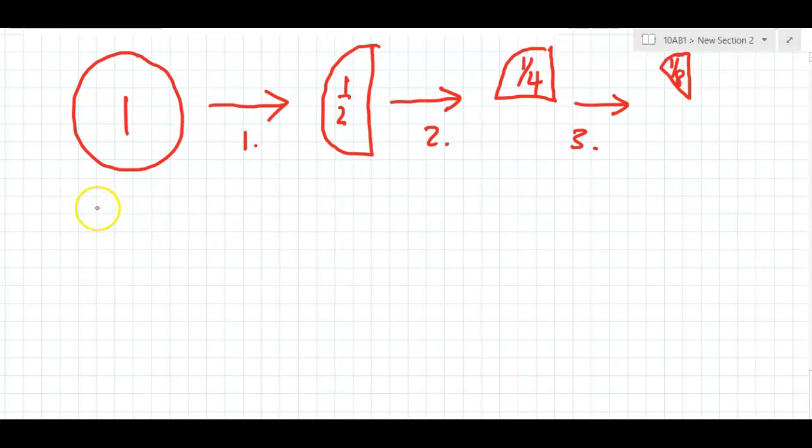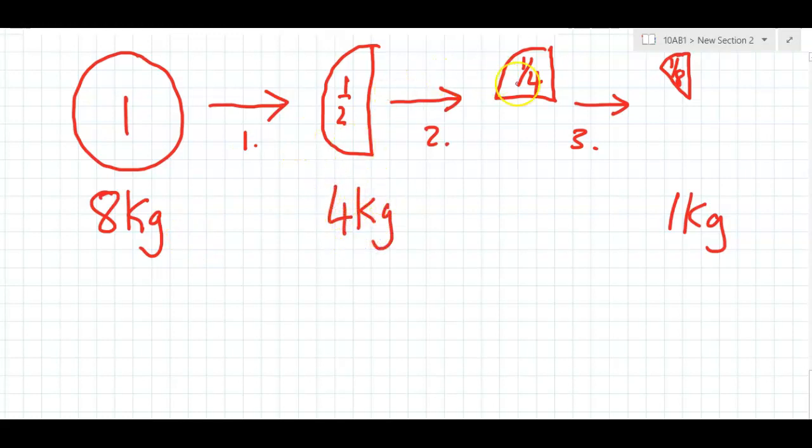Okay, so if I said my original sample is 8 kilograms, let's say I've got 8 kilograms of uranium, which would be very dangerous. After 3 half-lives worth of time, I would have 1 kilogram remaining. Because if you cut 8 in half 3 times, 8 halved once is 4, 4 halved is 2, and 2 halved is 1.